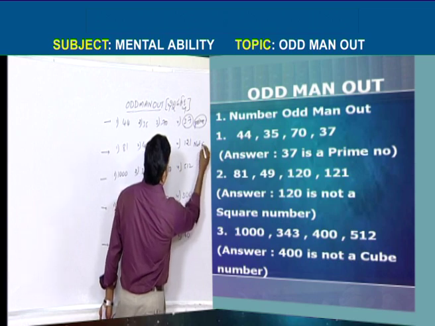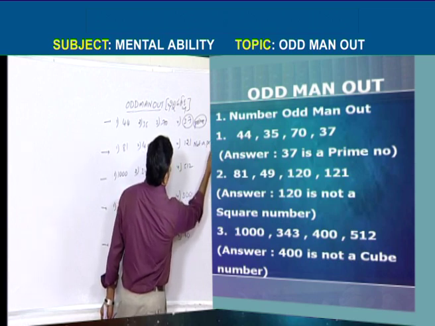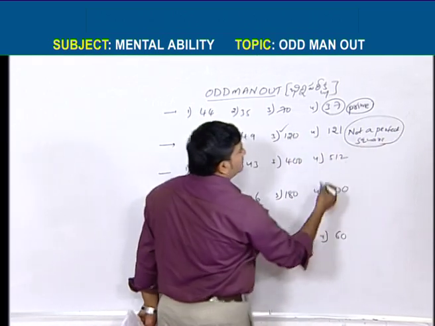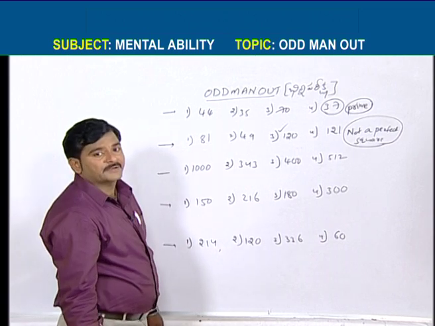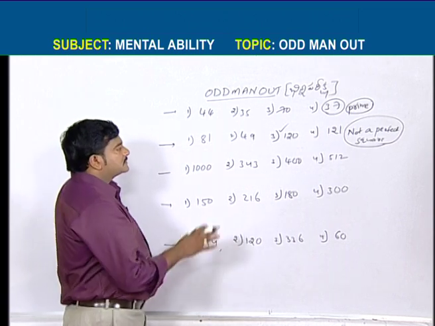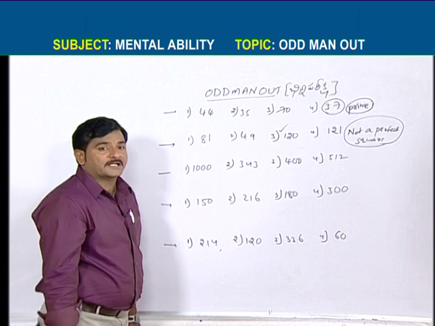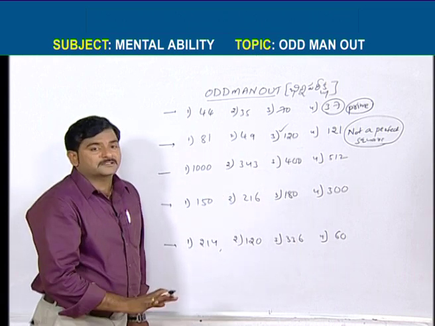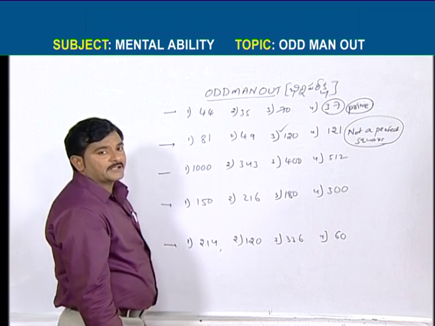What is the concept here? It is not a perfect square. That is the concept involved. I hope you understood. So that is the answer for the second question. The second question's answer is the third option. What is the logic involved? It is not a perfect square.